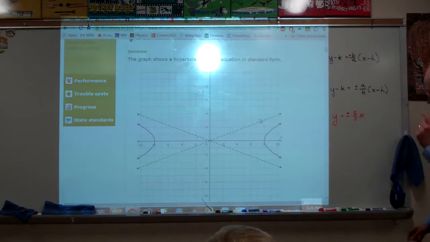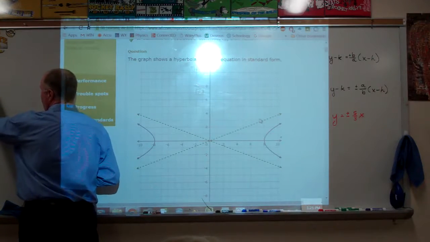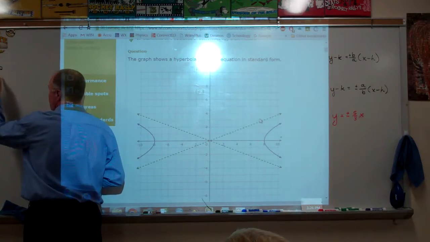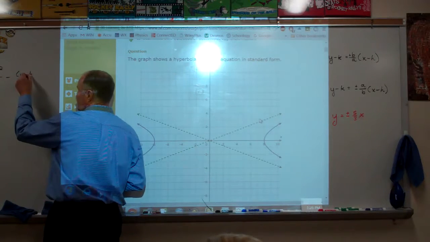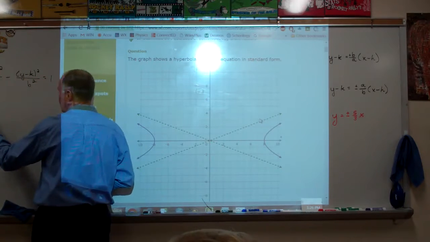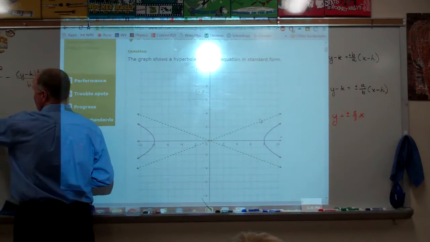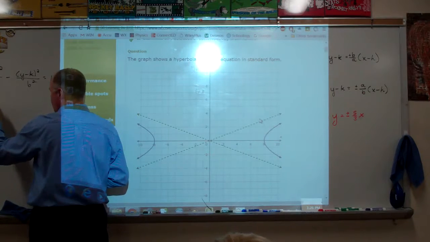In standard form. Now, here's standard form. Remember, x minus h over a squared. A squared is always first, but not always the large. This is the one that goes left and right. Y minus k.